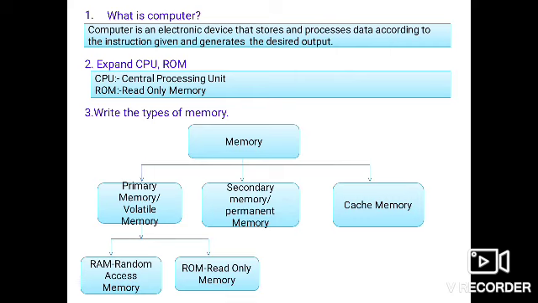The second question is, expand CPU and ROM. CPU is central processing unit, whereas ROM is read only memory. Next, write the types of memory. There are totally 3 types of memory. One is the primary memory, which is also a volatile memory. Next is the secondary memory, that is permanent memory, also called non-volatile memory. And next is the cache memory. Here, the primary memory is divided into 2 types, that is RAM, random access memory, and ROM, read only memory. For the 2 marks, you have to write only this much.